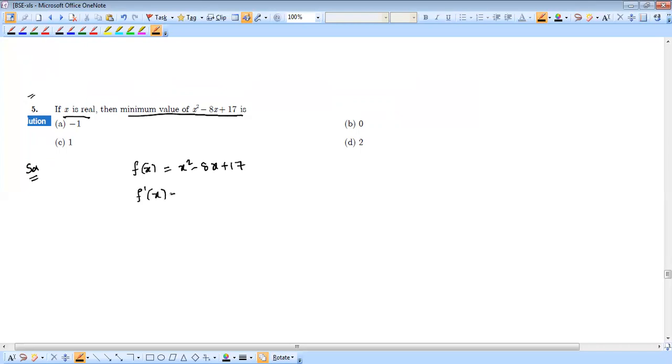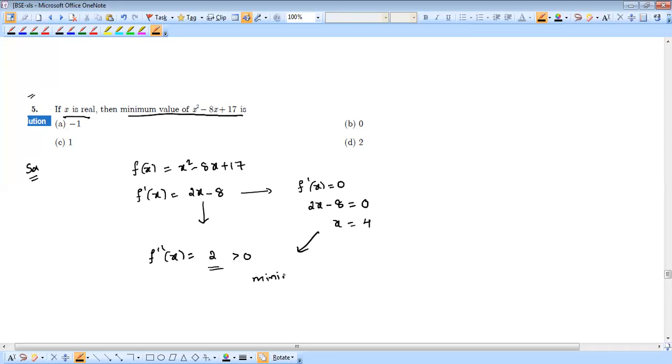Differentiating on both sides with respect to x, for x square it is 2x, for 8x it is minus 8. To get the critical points, let f dash x equal to 0. It means 2x minus 8 is equal to 0, then x is equal to 4. And do the double derivative. For 2x minus 8 it is 2. At x equal to 4, the f double dash x value is 2 only, which is more than 0. So it has a minimum value.